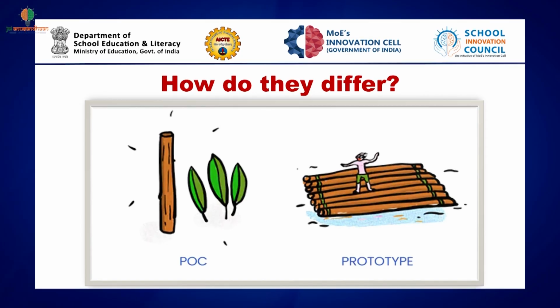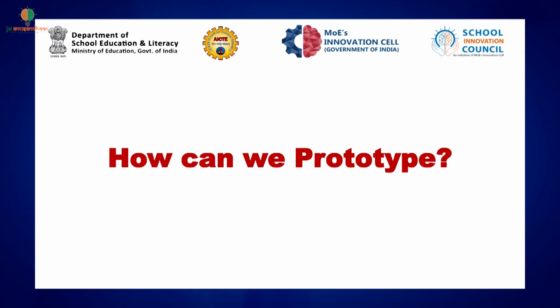Even the prototype may not be exactly the same as the final product, which is probably your boat. So the final product may be a boat, it may be a cruise ship or whatever your final product is. But this prototype can be an initial first iteration of your solution. So I hope you get some idea about what is the difference between a POC, proof of concept, versus a prototype. Moving to understand how can we prototype.